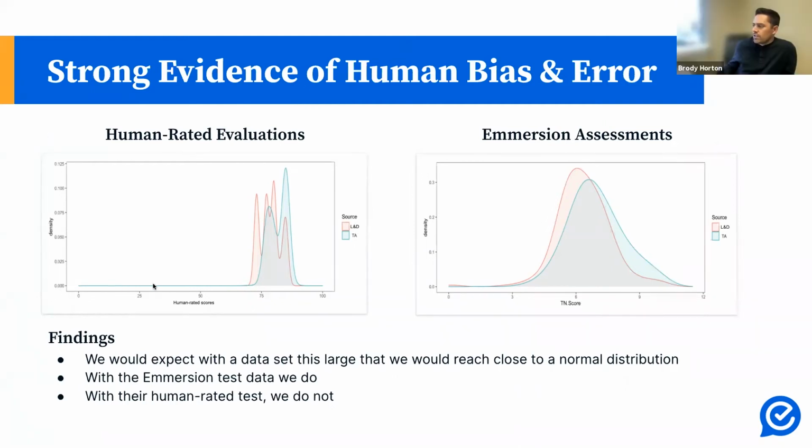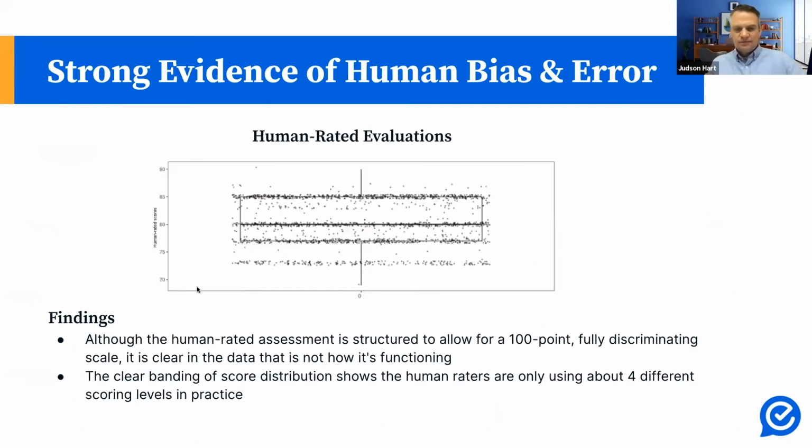Yeah, I think the other thing to point out is that the scale that the human rated evaluations were supposed to be measuring on was a 100-point scale, right? In theory. Yeah. What this next chart shows, talk us through what this is a demonstration of. Yeah, and what this shows is the peaks that we were observing in the other plot, but it presents them in these vertical bands.